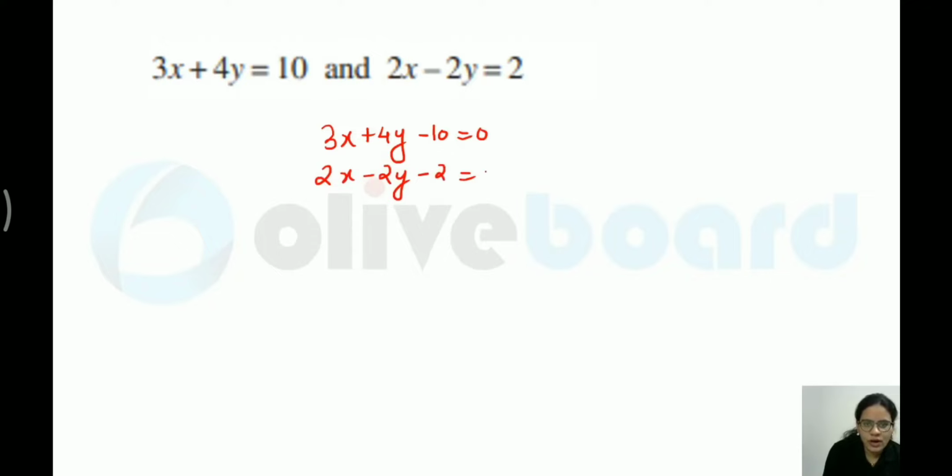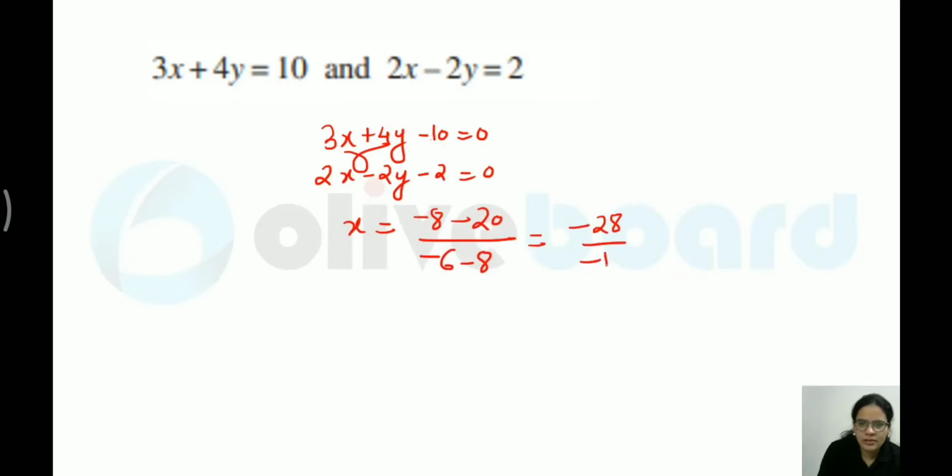Okay. So how will you solve this? The x value I am writing. Just multiply them in 4. So you will get minus 8 minus, this is minus 2 and minus 10, positive 20. So you will get minus 20. And this 4 over here, it will be minus 6 minus 8. So what would be the value? Minus 28 minus 14, that is nothing but positive 2.